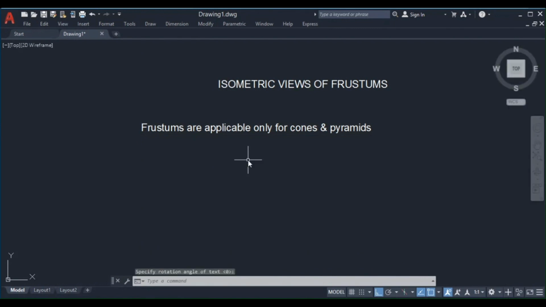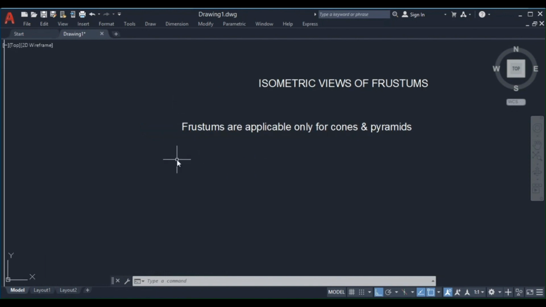Because when you assume that the section plane is going to cut at the topmost portion, the apex portion of a cone or pyramid is going to be sliced, and the portion which is retained is called a frustum. Frustum of a cone or frustum of a pyramid. Are you able to follow? Right. So now we are going to solve simple frustums.